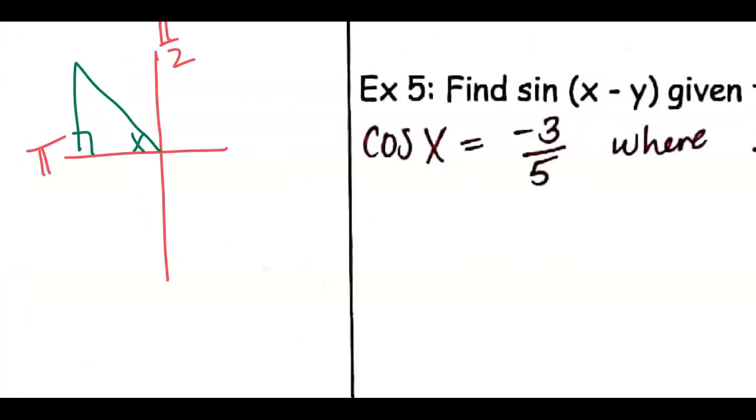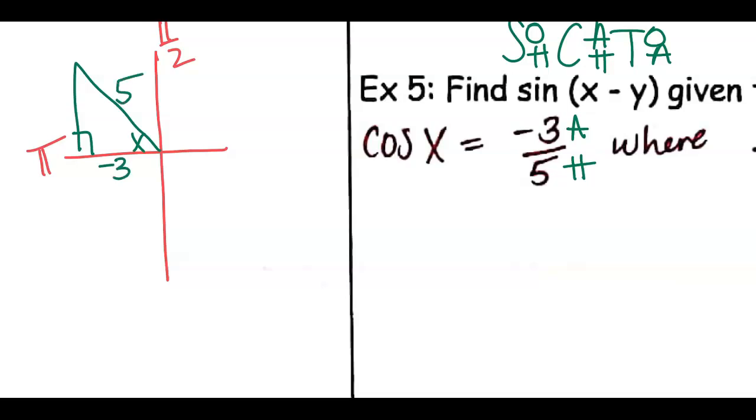Keep in mind, cosine is, let me write this out, SOHCAHTOA. Cosine is the adjacent over the hypotenuse. So from angle x, we're going to use -3 and 5. This is technically a Pythagorean triple, a 3, 4, 5 Pythagorean triple. If you didn't remember that, guys, you would have to use the Pythagorean theorem and then solve. Well, good. Now I know what my triangle looks like for angle x.